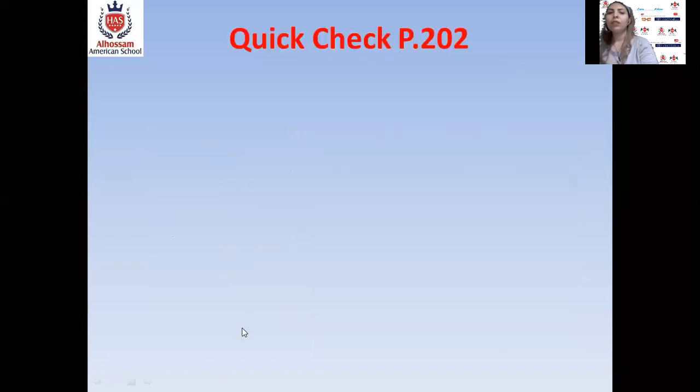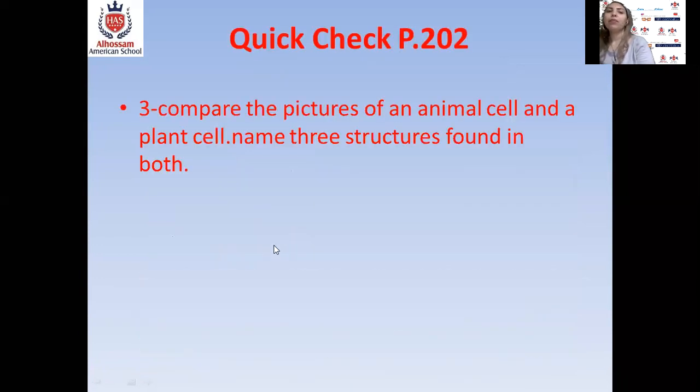Okay, so quick check. Compare the pictures of animal cell and plant cell. Name 3 structures found in both. So you have in your book 2 pictures, one for animal cell and the other for plant cell. So what are the 3 structures found in both of them? You will find more than 3.